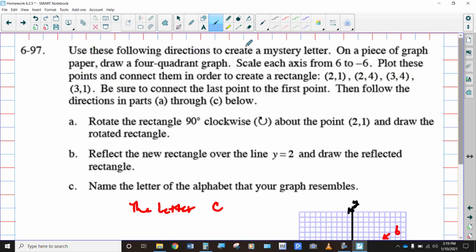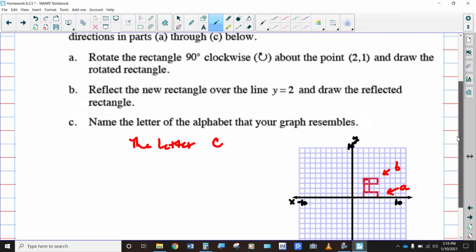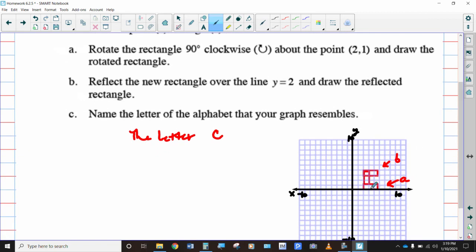Use these following directions to create a mystery letter. On a piece of paper, draw basically a coordinate grid, and then scale each axis from 6 to -6, and then plot these points and connect them in order to create a rectangle. So (2, 1), (2, 4), (3, 4), and (3, 1) are all where? Right here.